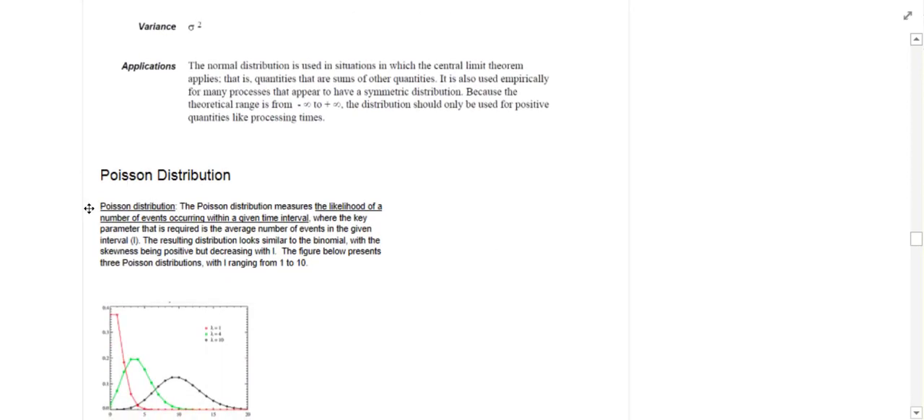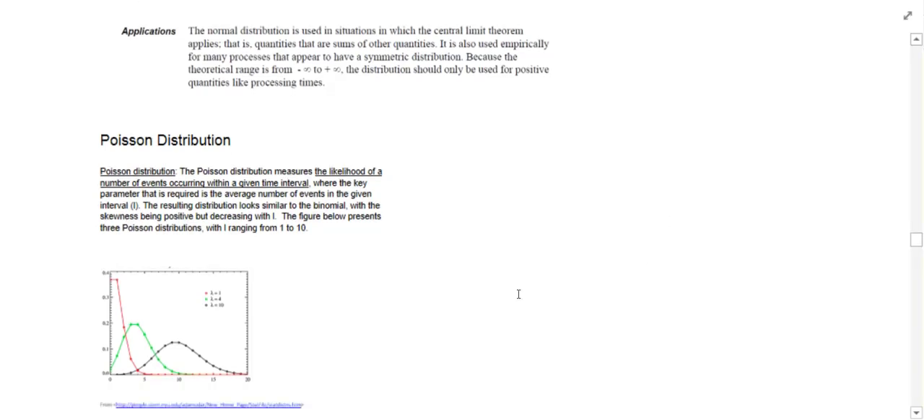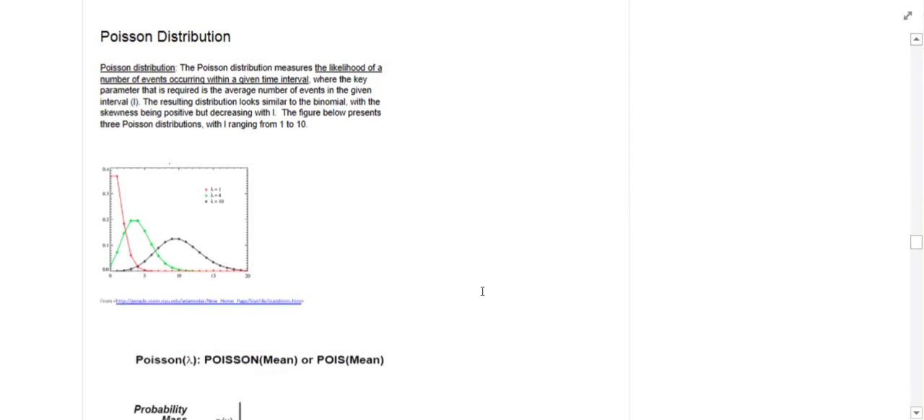Okay, so another distribution is the Poisson distribution. This distribution measures the likelihood of a number of events occurring within a given time interval. So the key parameter that's required is the average number of events in the given interval. The resulting distribution looks similar to a binomial distribution, with the skewness being positive but decreasing with interval. Okay, so the figure below represents 3 Poisson distributions. In this case, the mean on these 3 varies, as you can see here, from 1 to 10: 1 being the red, green being the 4, and finally the black one being 10.